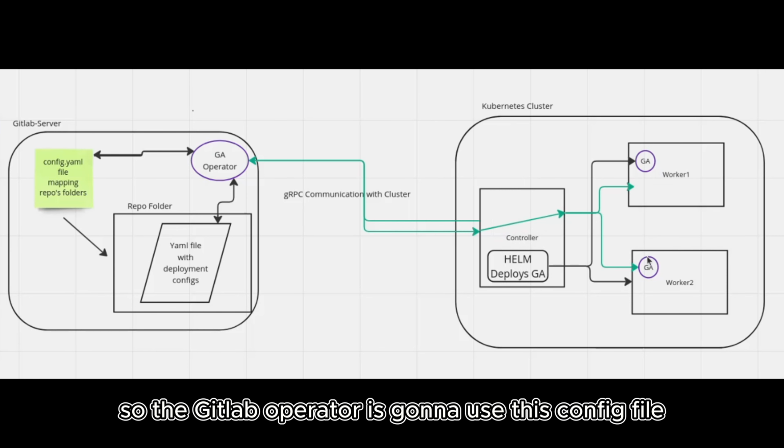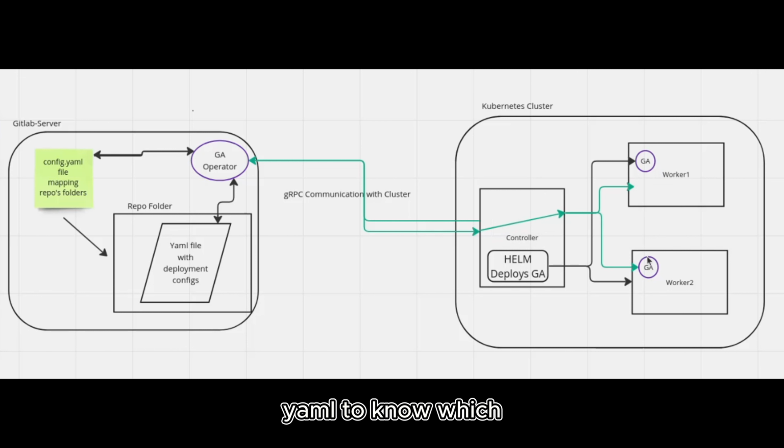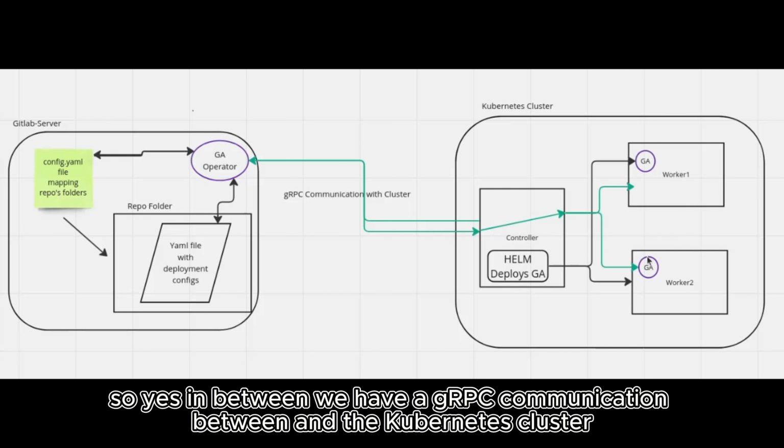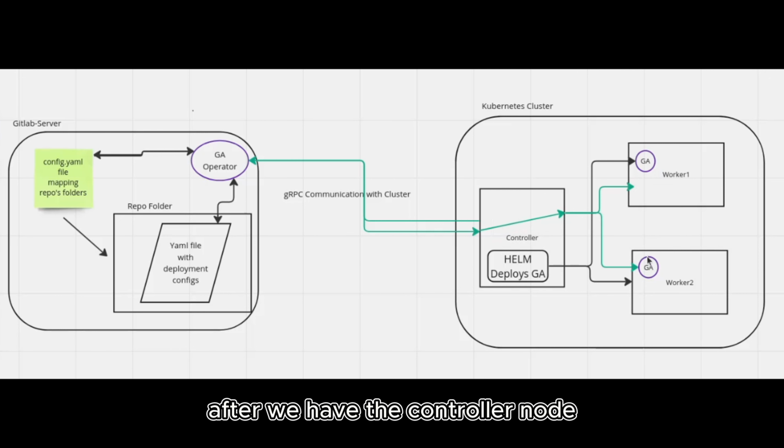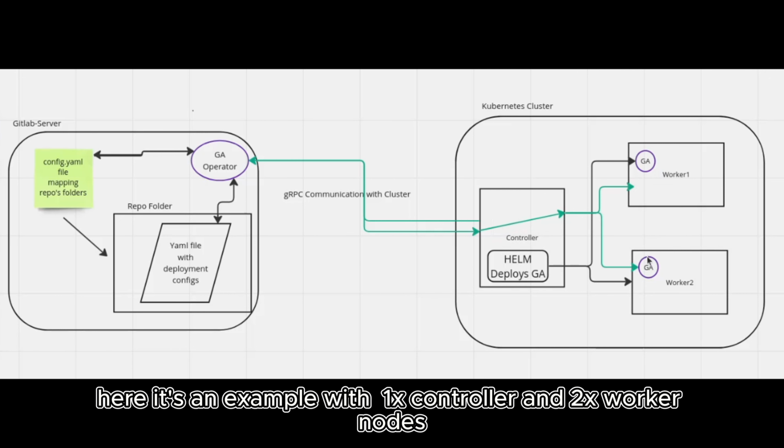So the GitLab operator is going to use this config YAML file to know which folders in the repository it will have to monitor in order to take those deployments and deployment configs and use the gRPC communication to deploy it to Kubernetes. So yes, in between we have a gRPC communication between the GitLab server and the Kubernetes cluster. After that we have the controller node. Here it's an example with one controller and two worker nodes.